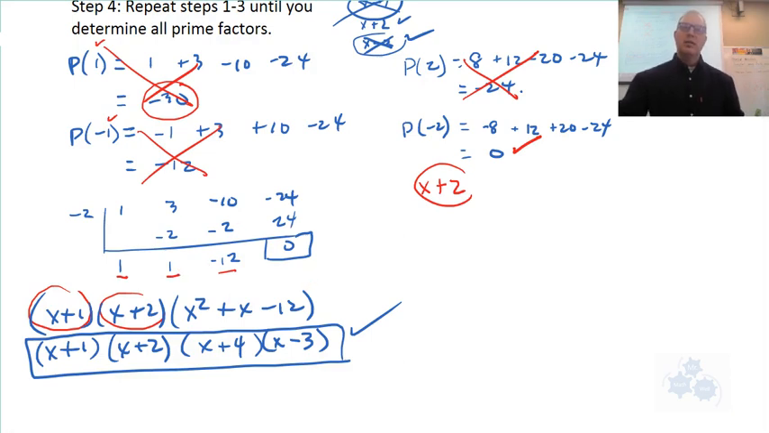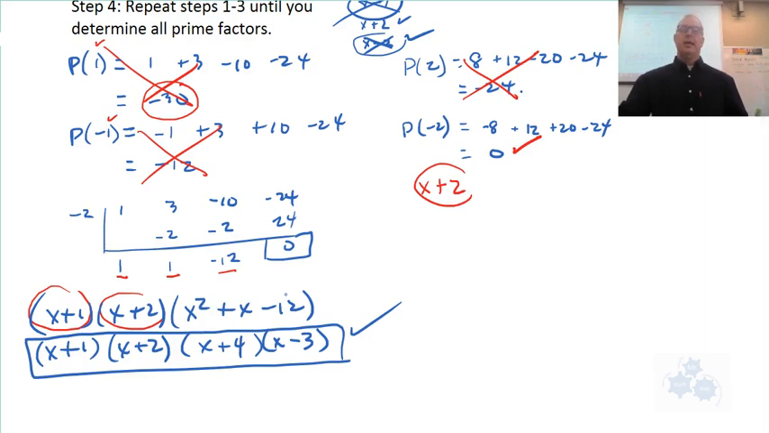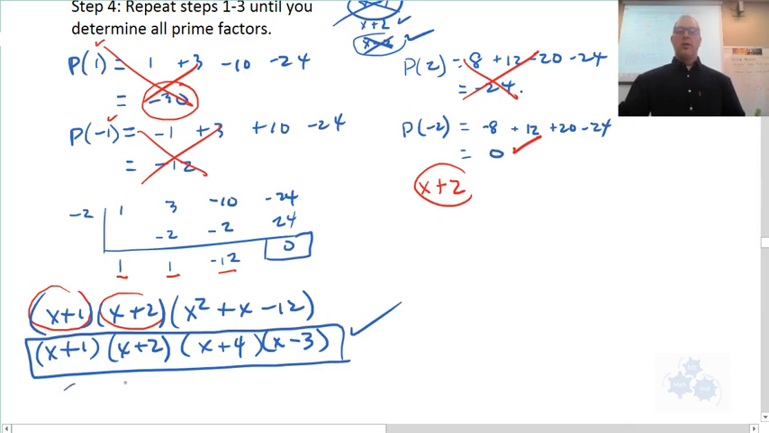And when you get to this point right here, you don't really have to do steps 1 to 3 again. You could probably just look at this trinomial and say, hey, I know how to factor that by sight. Or you can factor that by decomposition maybe, right? And so this one looks pretty easy. This is just x plus 4 times x minus 3. These are all prime factors now. They cannot be factored down any further. And so this is your final answer for this example.